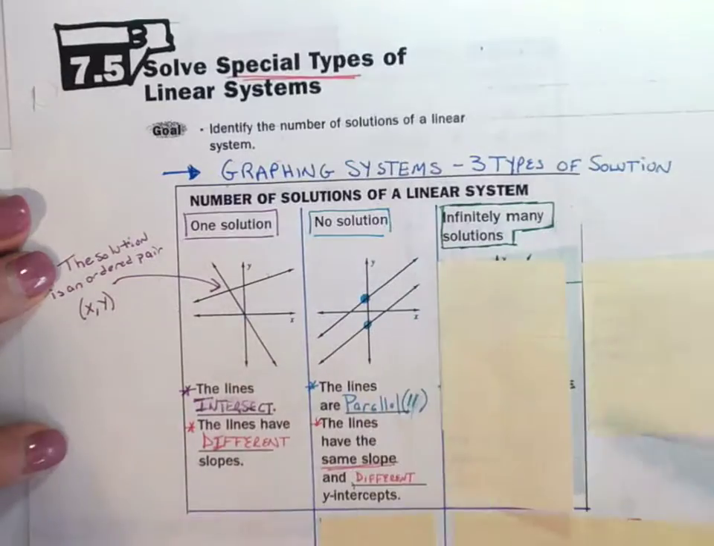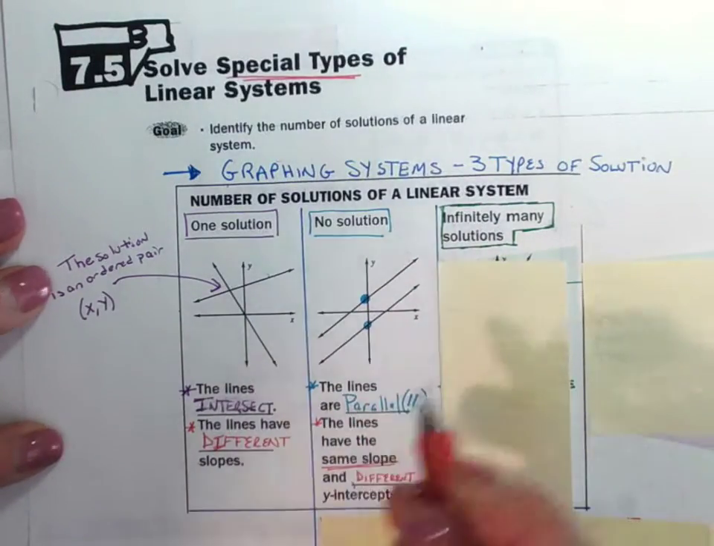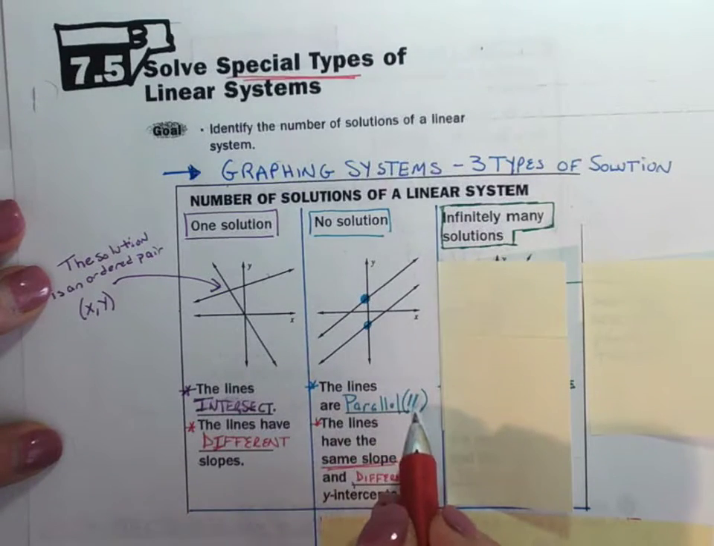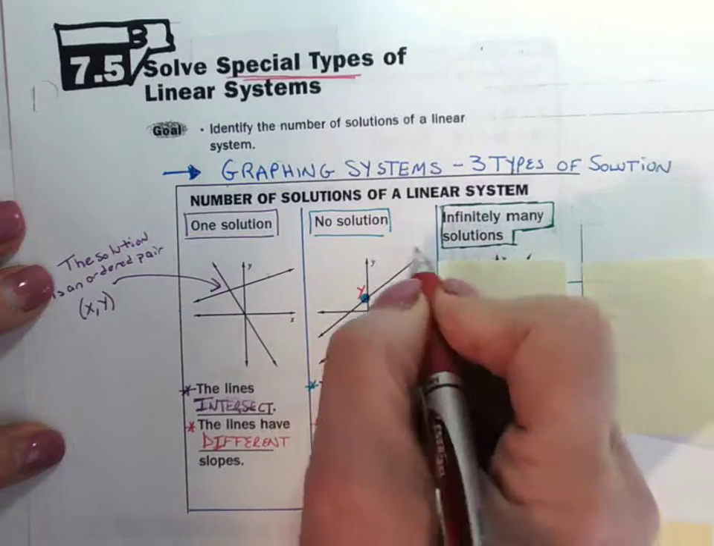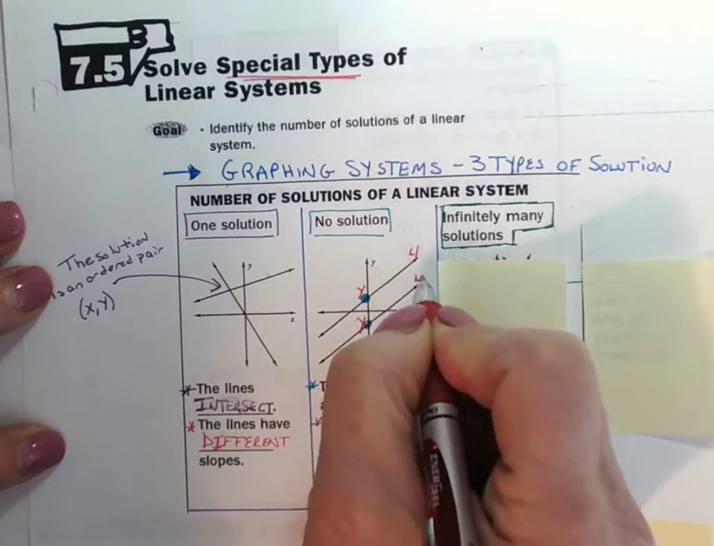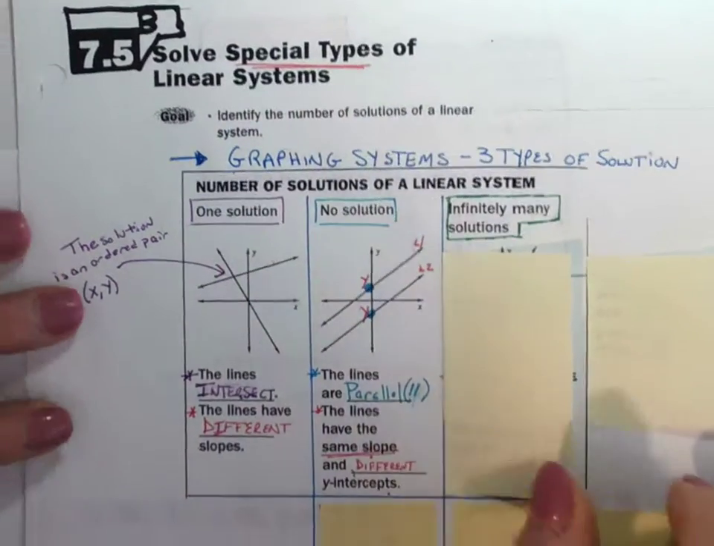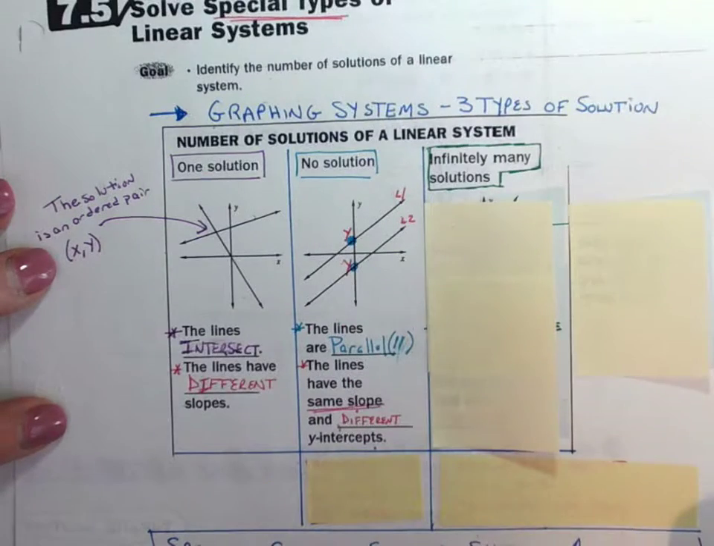The next type is where we have 2 lines that are parallel. Notice the lines have the same slope and different y-intercepts. So here's a y-intercept for line 1, and here's the y-intercept for line 2. In this case, we have parallel lines which will never intersect.